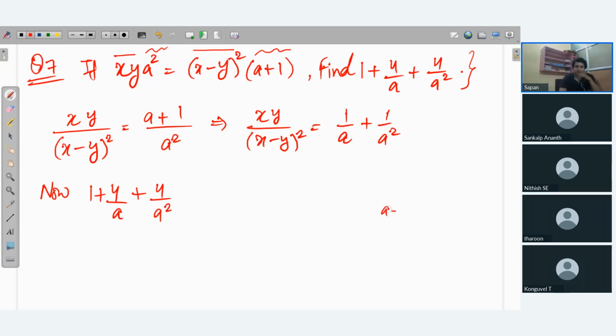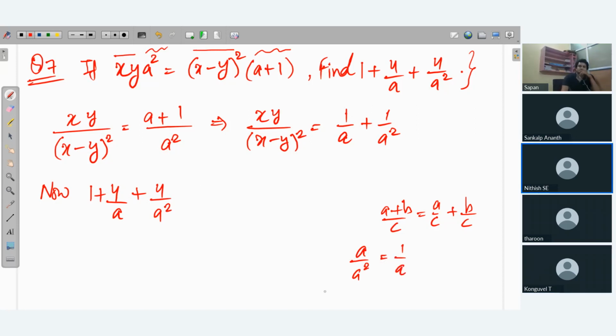So what is this? (a plus b) by c. Can I write it as a by c plus b by c? Yes, sir. So a by a square plus 1 by a square. What is a by a square? It'll be 1 by a. You skipped a step. Yes, sir. The a and a will be cut, so it'll be 1 by a plus 1 by a square.